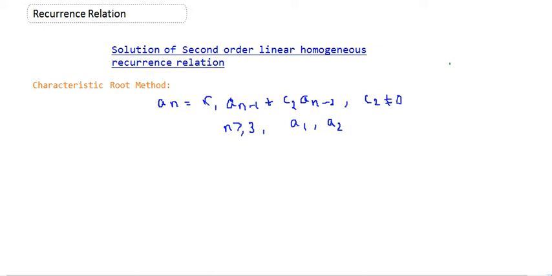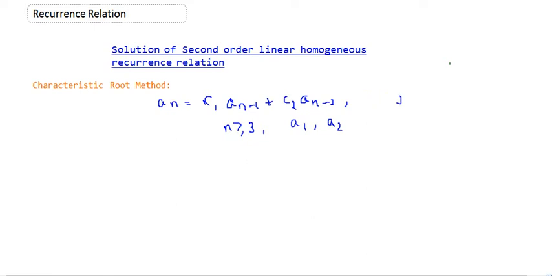So we're going to find a method to solve this equation. Solve means we have to find an as some function of n only, not in this recursive form. This is already given, so we have to find it by this method. Let me first erase this.